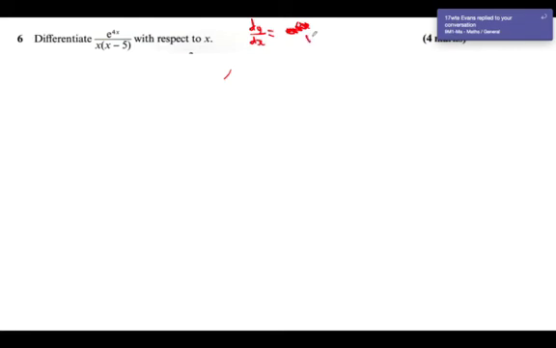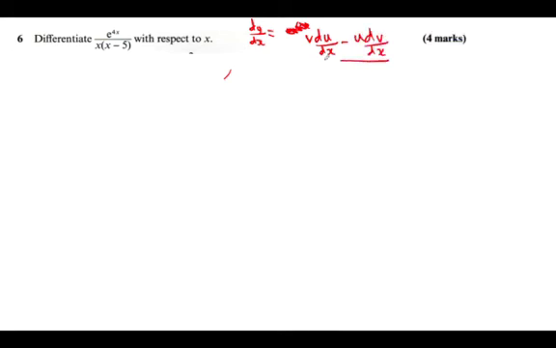Right then, final question. We're going to differentiate e to the 4x over x(x minus 5) with respect to x. So again, I've got a quotient, so I'm going to use the quotient rule. So dy/dx equals (v du/dx minus u dv/dx) over v squared. Okay, so u is e to the 4x, so therefore du/dx is 4e to the 4x.